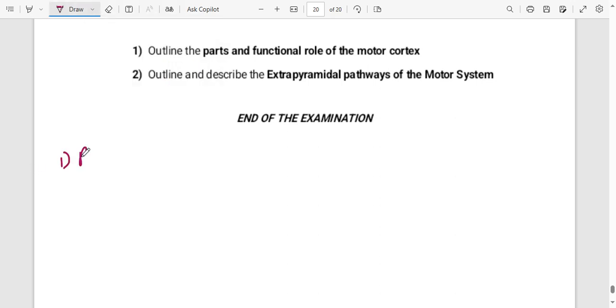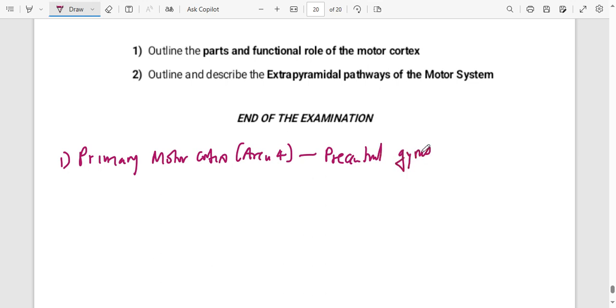Yes, number one, primary motor cortex. That is area what? Thank you so much. Brodmann area 4. Where is it located? The precentral gyrus. Of which lobe? Of the frontal lobe. Thank you. And then what is the function? Because we just want to mention the part and the functional role. What is the function of this one? It controls voluntary movements, isn't it?